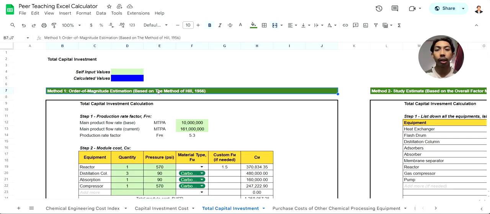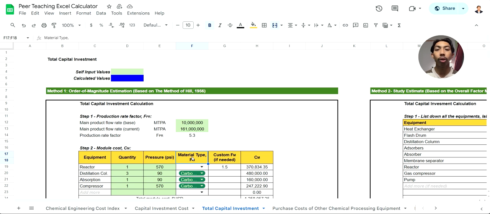Hi everyone, this spreadsheet helps estimate the total capital investment using the order of magnitude method. First, in step 1, we calculate the production rate factor based on the plant's current flow rate compared to the standard 10 million MTPA. Next, in step 2, users input the quantity, pressure, and the material type for each equipment.